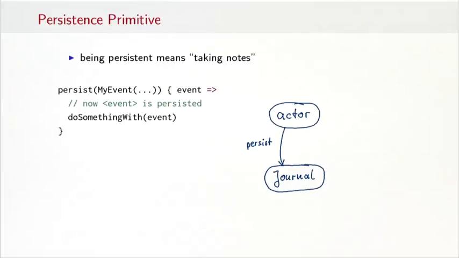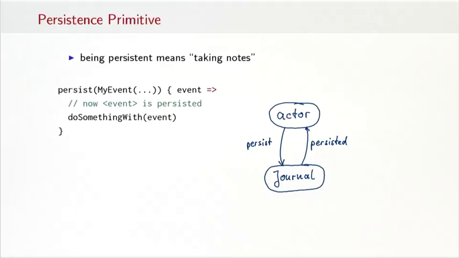Once that has been done, once that has been confirmed that the event has been written to disk and replicated and so on, the journal will reply to the actor with a confirmation. This confirmation contains the event. So the event travels once from the actor to the journal, is being persisted, and then travels back to the actor. As soon as this journey is complete, the second part of the persist method, this function here, comes into play.